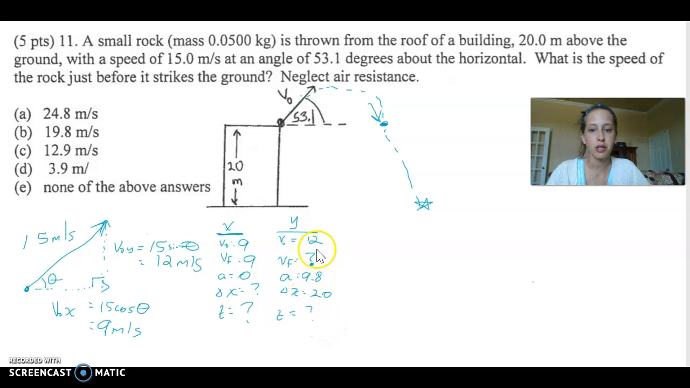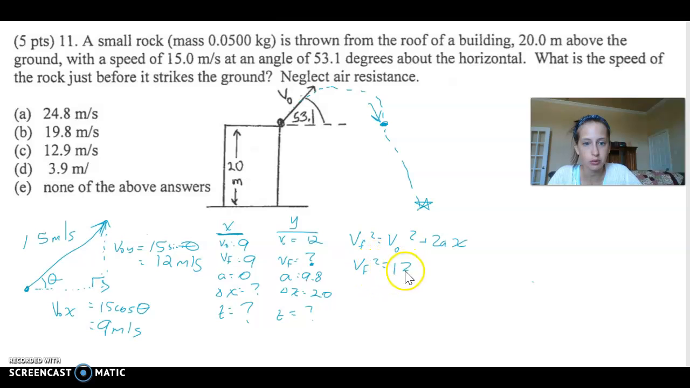So let's find a kinematics equation that doesn't have time in it. That'd be the squared-y one. Final velocity squared equals initial velocity squared plus 2ax. So final velocity squared is 12 squared plus 2 times 9.8 times 20. If you do that algebra, 2 times 9.8 times 20 plus 144, don't forget your square root. You get 23.15.